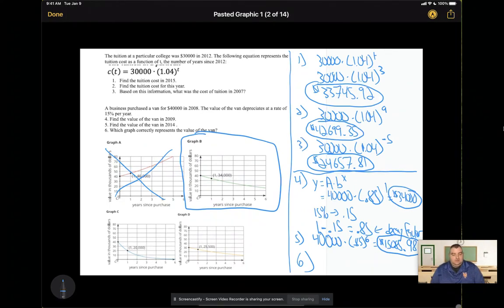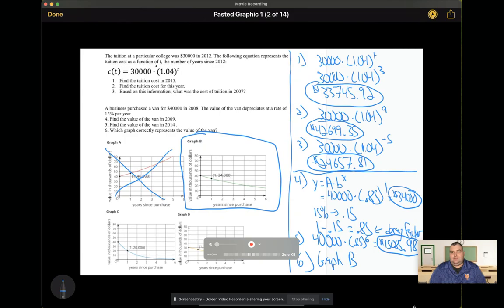So the answer to number 6 is graph B. And that is it for this lesson.